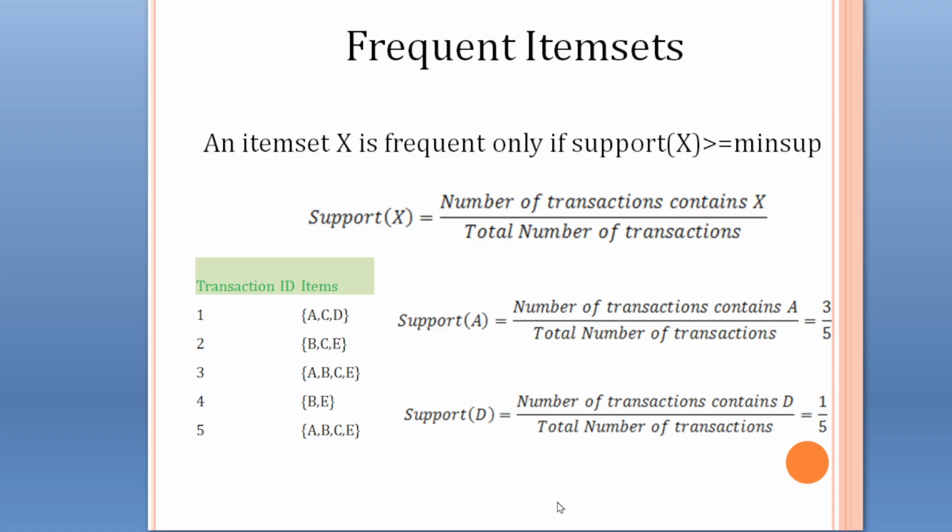Now consider an example where we are given transaction data containing 5 items and 5 transactions. So we can calculate support. Here we have to calculate support of A, and to calculate support the formula is the number of transactions that contain X divided by the total number of transactions. Since the total number of transactions is 5, and the number of transactions that contain A is 1, 2 and 3, we write 3 by 5. Similarly, for support of D, the number of transactions that contain D is only 1 and the total number of transactions is 5. So we write 1 by 5.